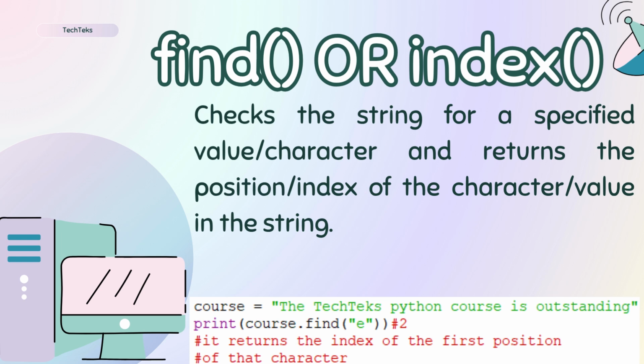So in this string, we have the Techteks Python course is outstanding. Now we have course.find E. Now note that there's so many E's in this string, but it returns the first one, which is the position 2 in the string.